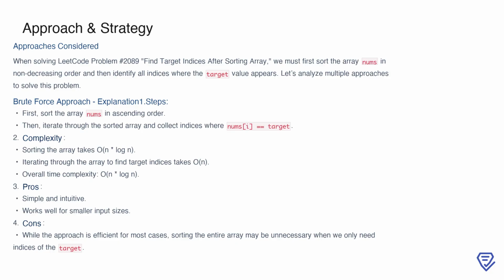This approach, while simple and intuitive, has a time complexity of O(n log n) due to the sorting step, with an additional O(n) cost for iterating through the array to find the target indices. While this method is effective for smaller inputs, it can be inefficient for larger arrays because it involves sorting even when we only need the target indices. This makes us question whether we can optimize the process further.